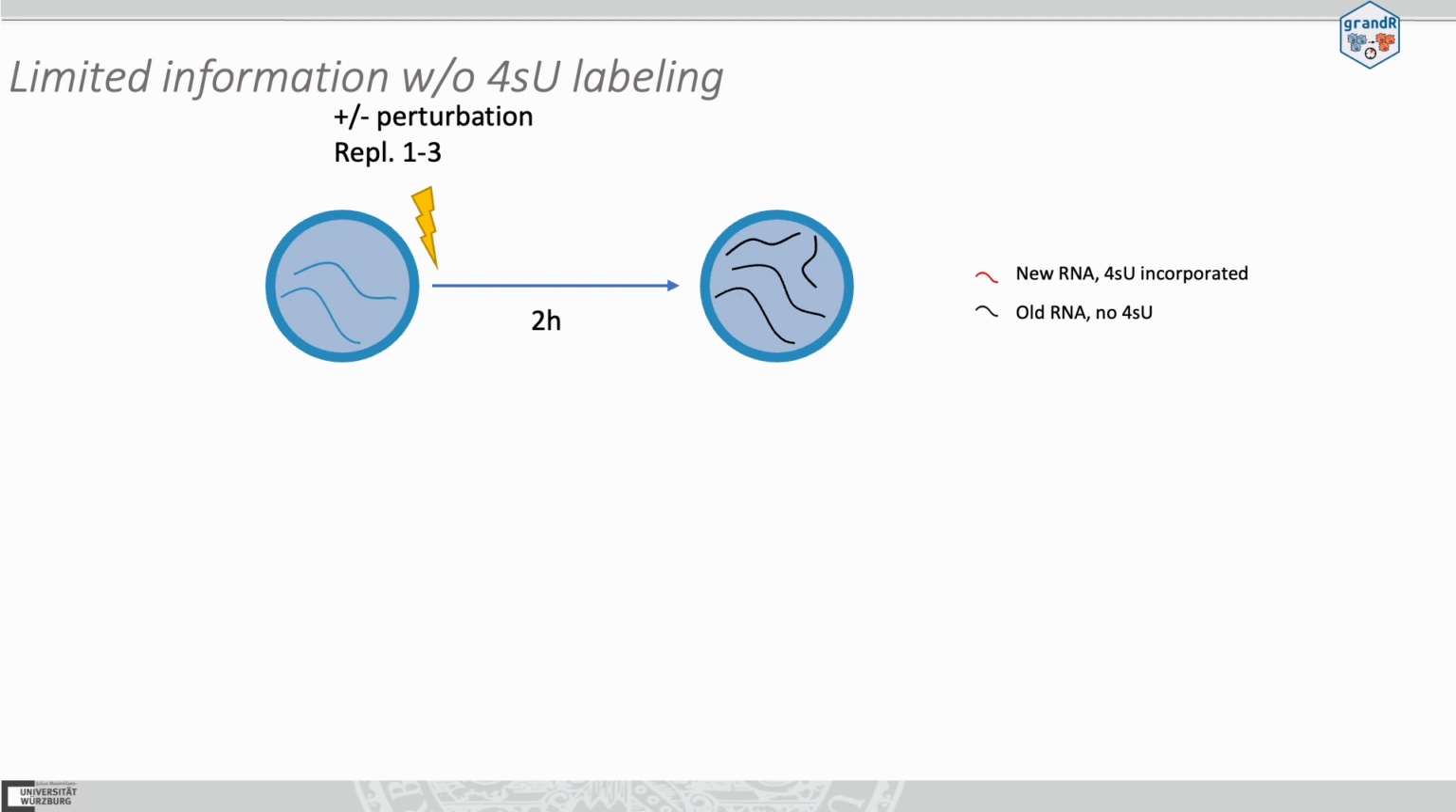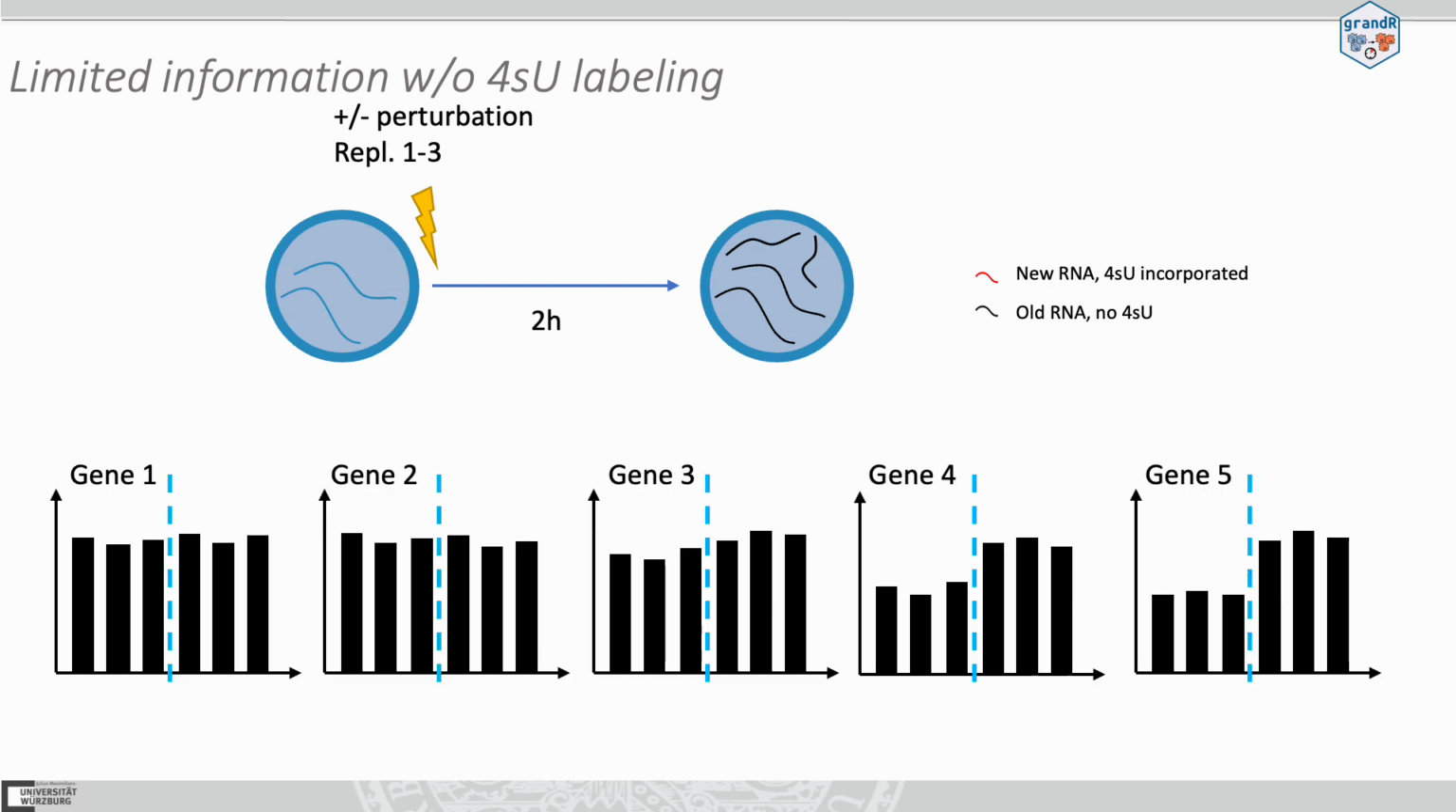So what's the benefit of nucleotide conversion RNA-seq? Let's suppose we have an experiment with 3 replicates with and 3 replicates without perturbation. Without metabolic labeling, we get limited information. In gene 1 and 2, we don't see any change. In gene 3, there might be a slight upregulation, and in gene 4 and 5, we see a higher expression.